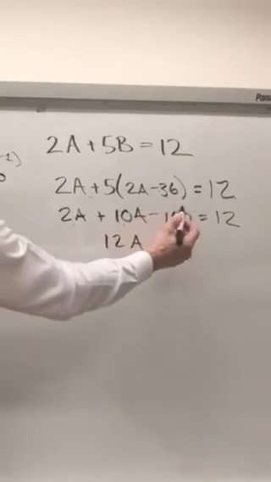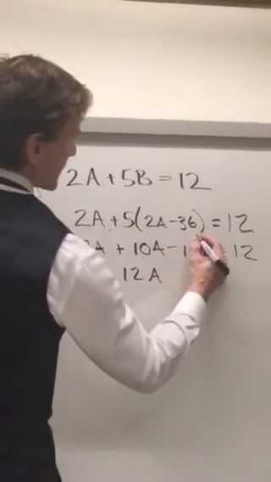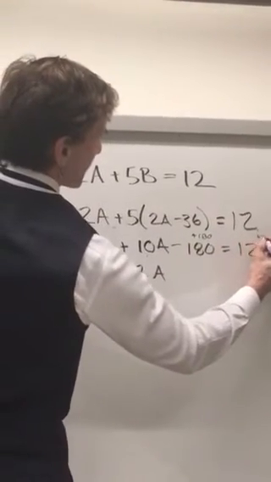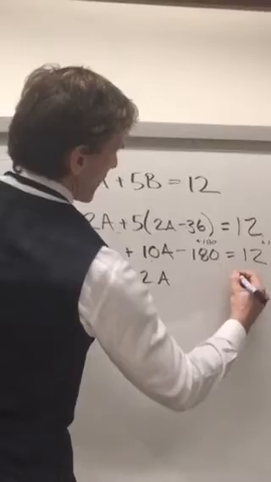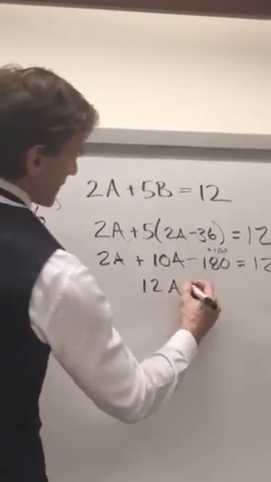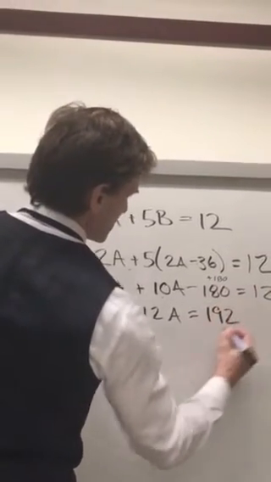That's minus 180 because it's actually 5 times minus 36, equals 12. I'm still in the process of solving, but I know that these things go together very easily. 2A plus 10A is 12A. But I've got to get rid of this minus 180. So I'm going to add 180 to both sides. 180 minus 180 is 0, so you can just leave it blank. And 180 plus 12 is 192.